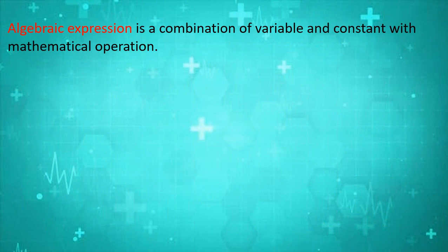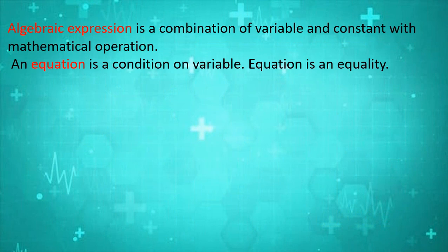As we know, an algebraic expression is a combination of variables and constants with mathematical operations. We know from previous classes that the expressions 3x plus 5, 2x, and even only the number 2 are also algebraic expressions. An equation is when we write an algebraic expression equal to some quantity. That means we put an equal to sign between two expressions, so it becomes an equation. So we can say that an equation is a condition on a variable, or an equality.